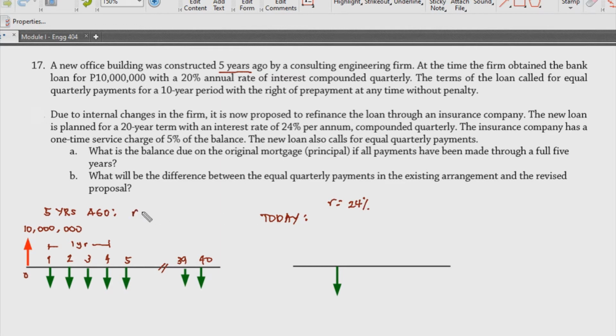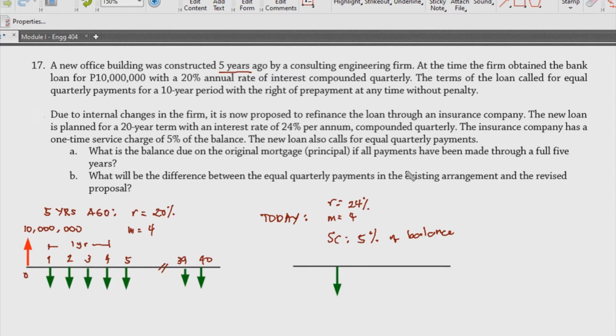Before, our R was equal to 20%. M is equal to 4, so same thing, only 24% now. We extend it to 20 years. And then the insurance company has a one-time service charge of 5% of the balance. This is what complicates things a bit, because there is an additional 5% of the balance. So how will we incorporate this service charge?